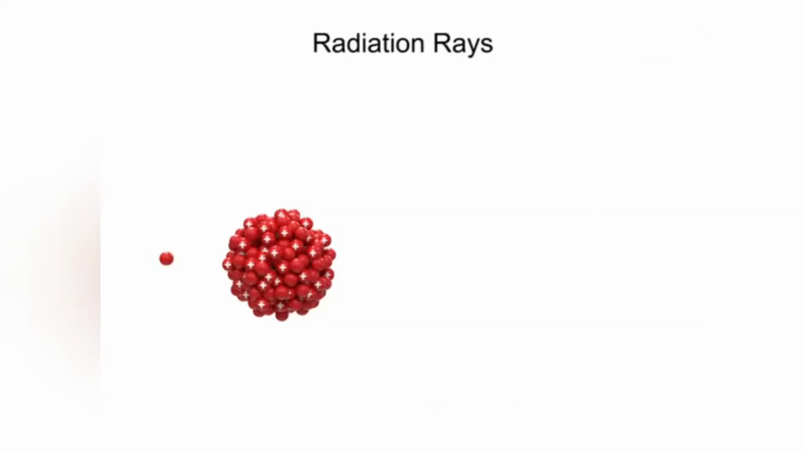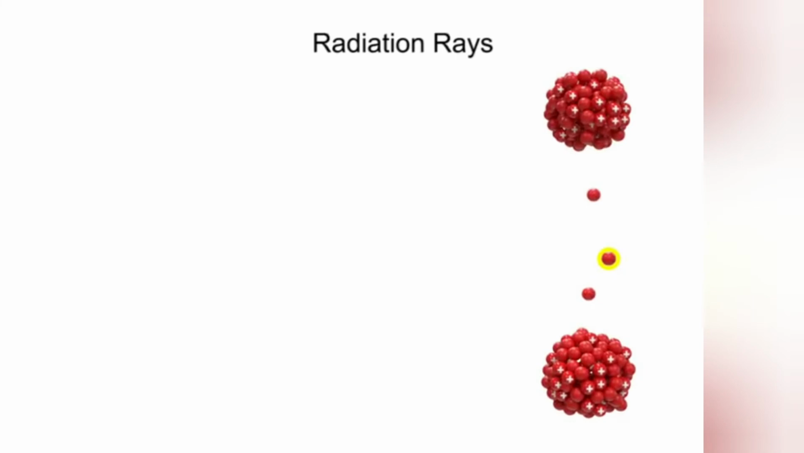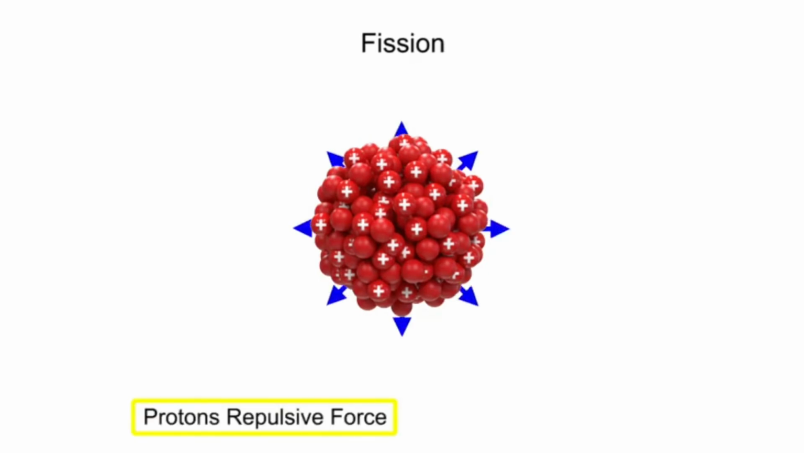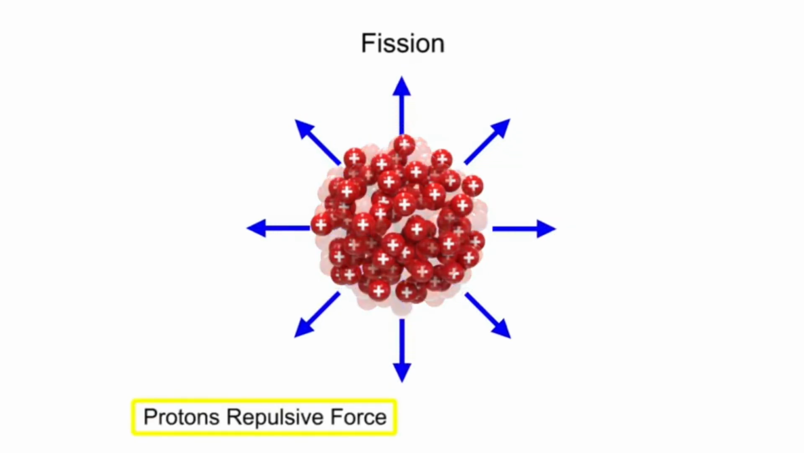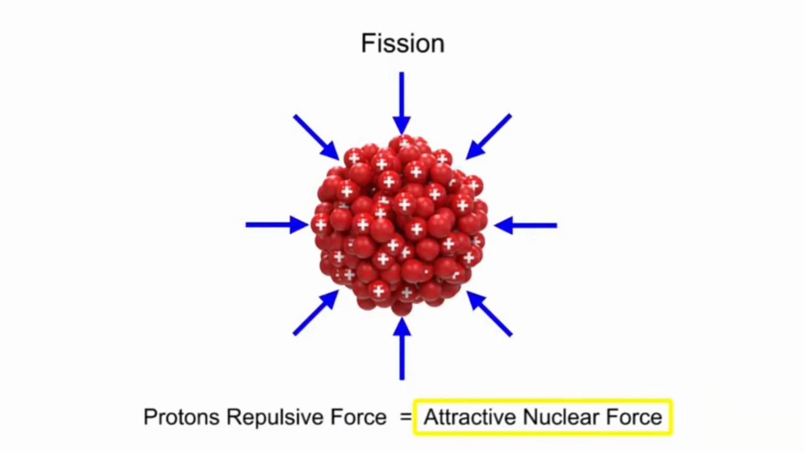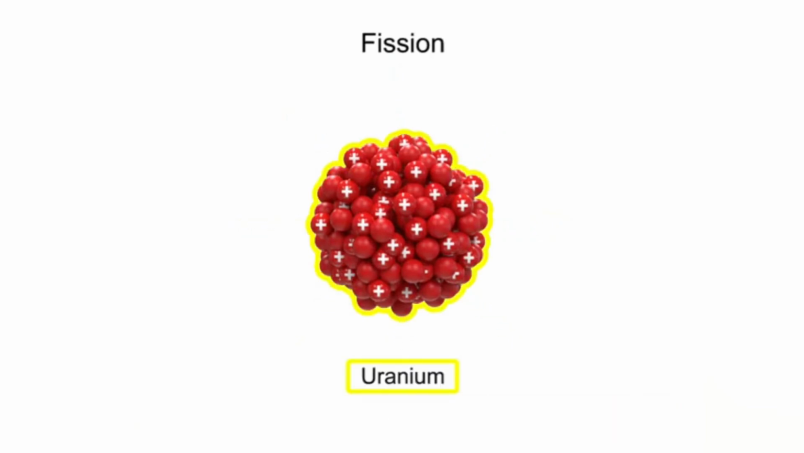When a neutron is fired at high speed into an atom of uranium, it will split the atom in a process called fission. The stability of the nucleus of an atom is maintained by the balance between the repulsive electrical force among protons and the attractive nuclear forces holding the nucleus together. With uranium, this balance is unstable.